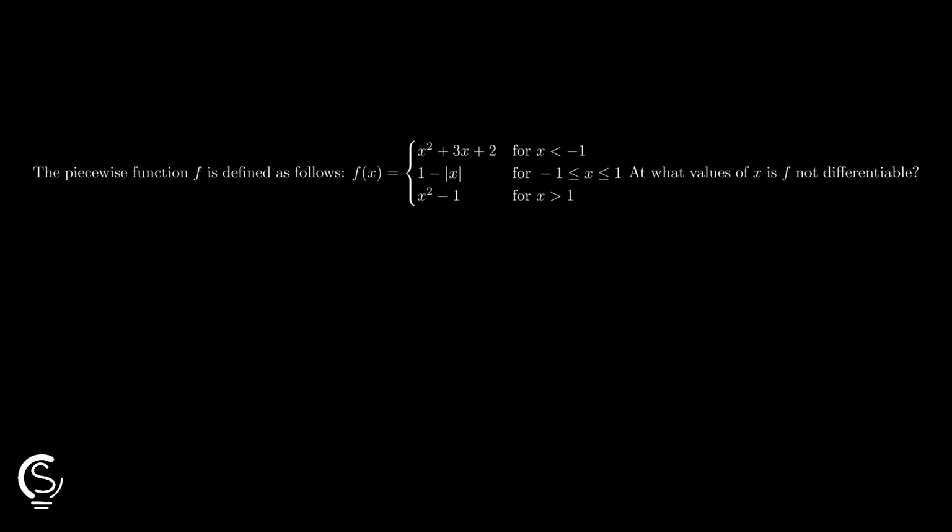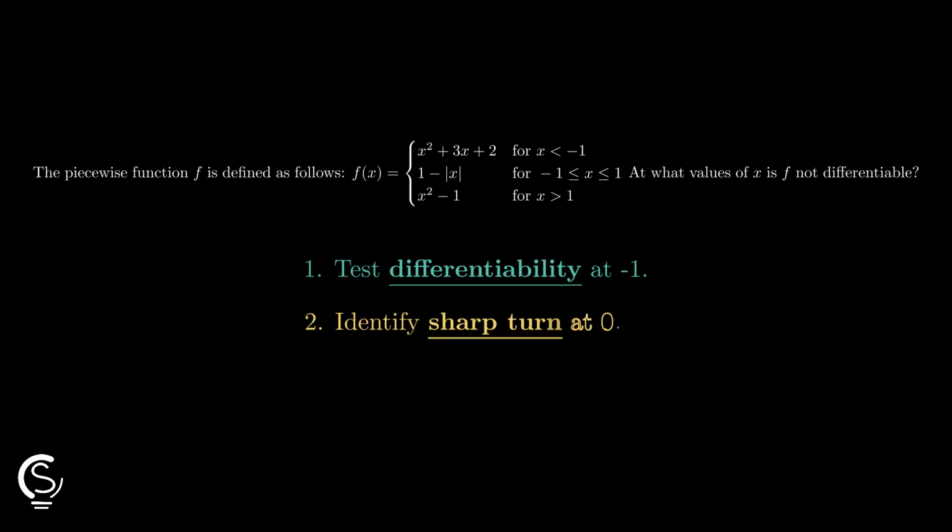Calculus problems involving differentiability often hide traps at transition points. Let us quickly analyze this function to find exactly where the derivative fails to exist today.